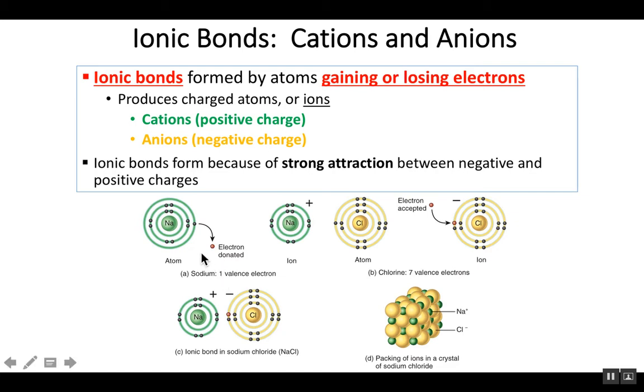But as we see here, here's an atom of sodium, or Na. It has lost an electron and become a positively charged sodium cation. Here is chlorine. It accepted a negative charged electron and became a negatively charged anion. Now, the question is why? It goes back to those electron orbits.